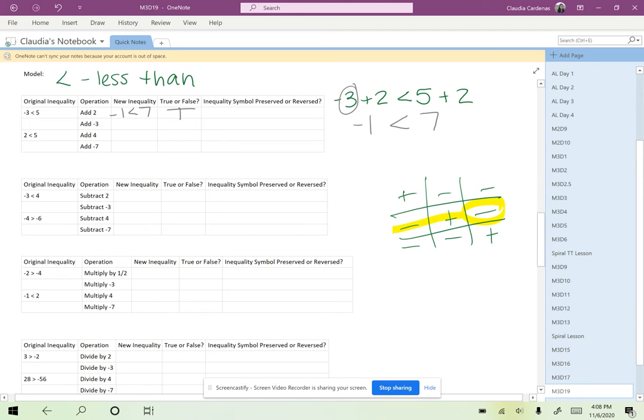So does the inequality symbol stay preserved, or stay the same, or get reversed? Does it flip? Well, we didn't need to flip it. It actually stayed exactly the same and it was still a true statement. So we're going to write preserved.